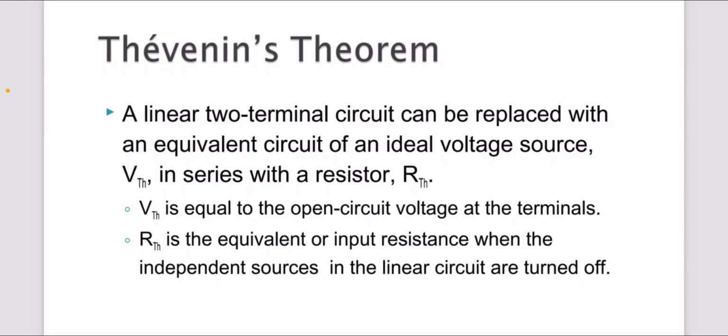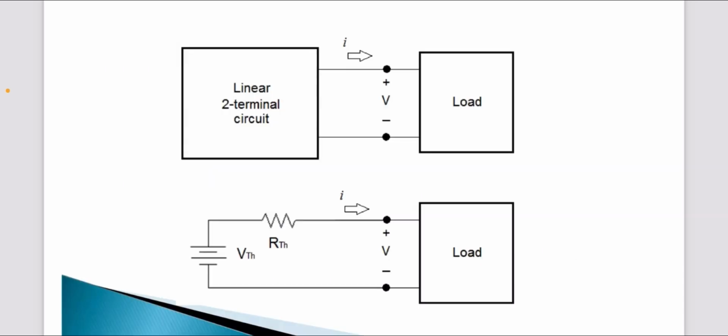A two-terminal circuit can be replaced with an equivalent circuit of an ideal voltage source V Thevenin in series with a resistor R Thevenin, and V Thevenin is equal to the open circuit voltage at the terminals, and R Thevenin is the equivalent or input resistance when the independent sources in the linear circuit are turned off. And this is a circuit diagram of Thevenin's theorem, a linear two-terminal circuit connected towards a load.